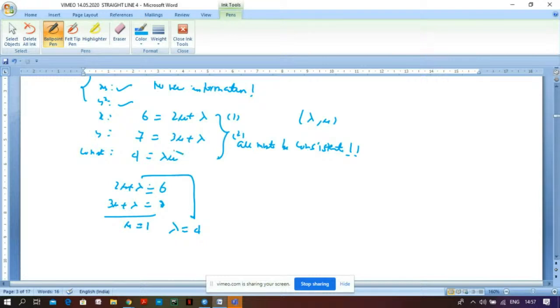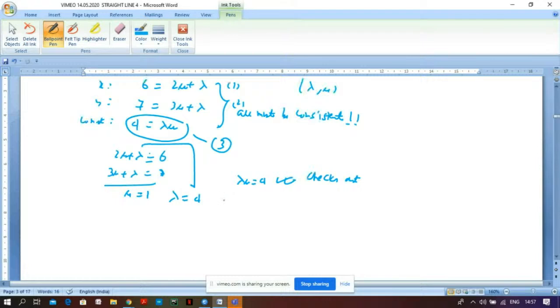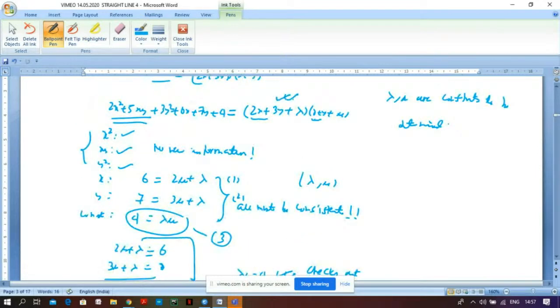But now I find that the third one, the remaining one, lambda mu is 4. So lambda mu is 4 is satisfied. Okay, done. It checks out. And so indeed, this factorization is possible. It is possible to write like this.